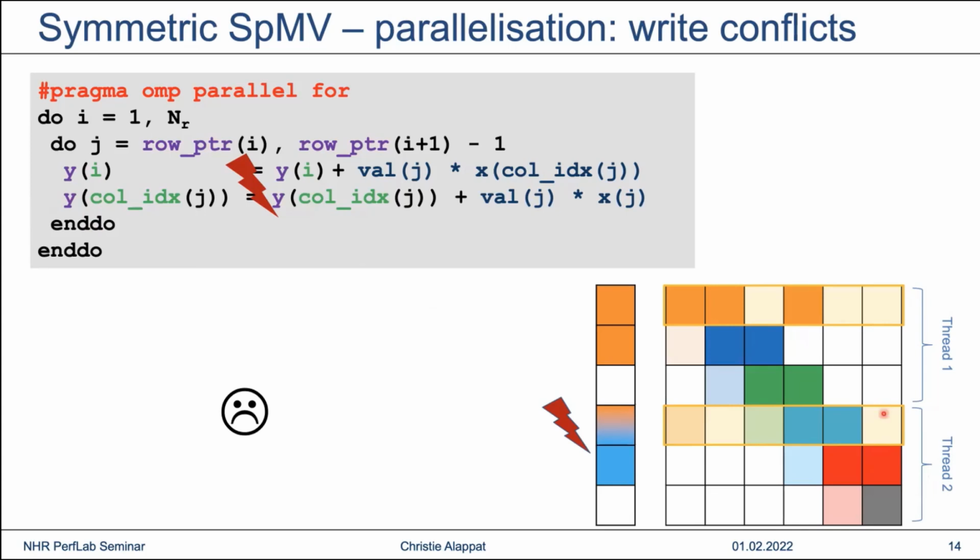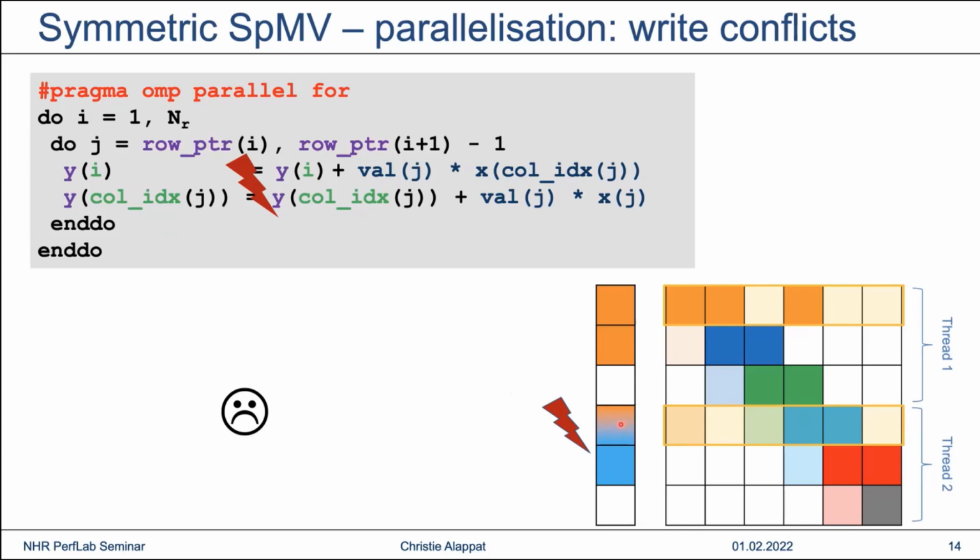For example, here thread 1 has column index 4, and the row on which thread 2 is currently computing also has column index 4. That means both of them will try to write to y of 4. And this will result in a write conflict, because if we think of parallel computing, we do not know whether thread 1 or thread 2 has already updated the result on y of 4 in this case.